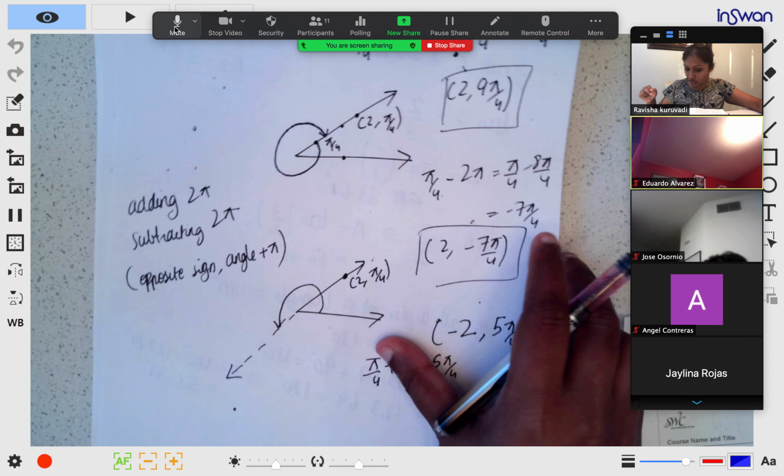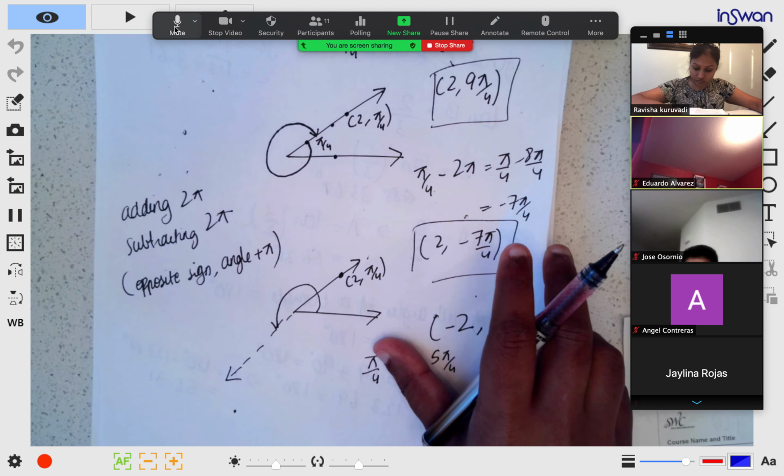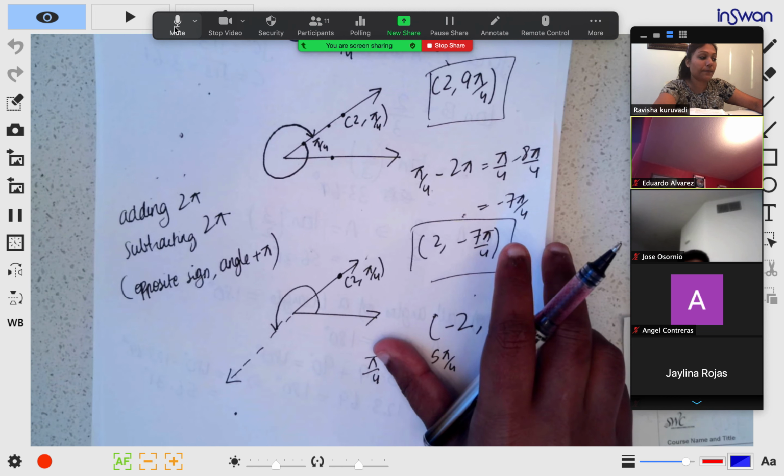Example, let's do, do they have an example for this one? No. Okay.